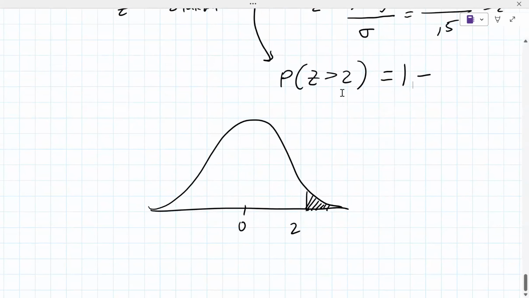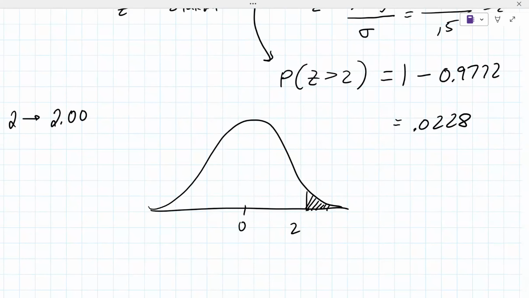So two is really 2.00. Can you go to your table and tell me the Z value? I'm sorry, not the Z value, the area at 2.00. It's 0.9772. So you subtract, and that is your final answer.